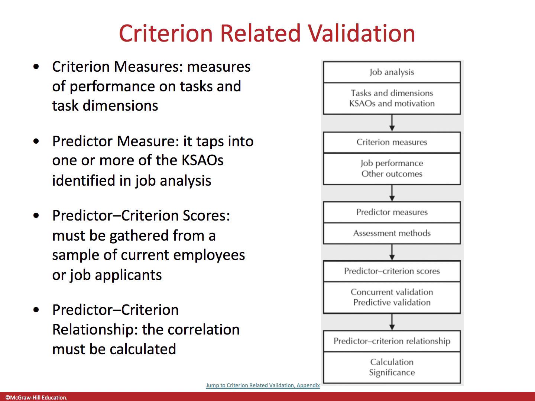As you can see from the flow chart on the right side of the screen, the process starts with identification of KSAOs through job analysis. Next is criterion measures, or a measure of performance. This can come from performance reviews. After criterion measures comes the creation of predictor measures. To check the predictor, samples are gathered from current employees or job applicants, and finally a correlation between the predictor and the criterion is calculated. This determines the validity of the measure as a predictor of performance.